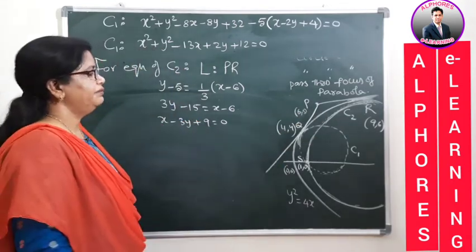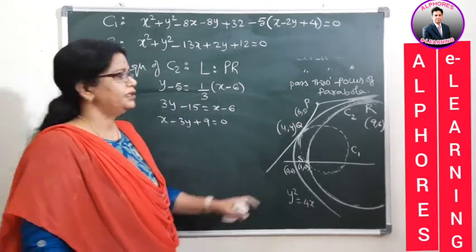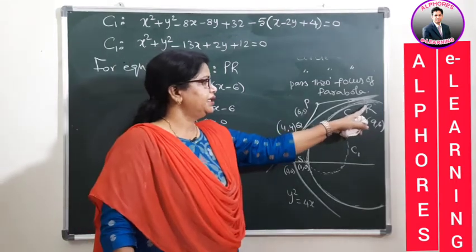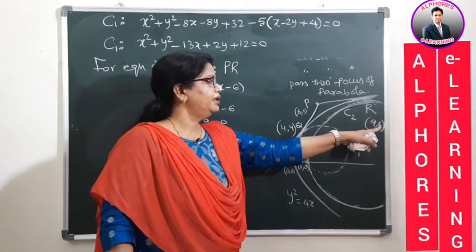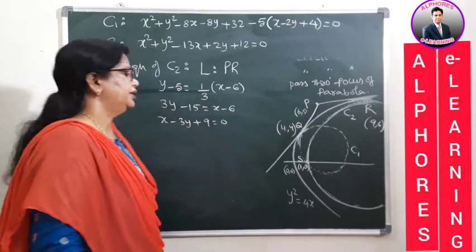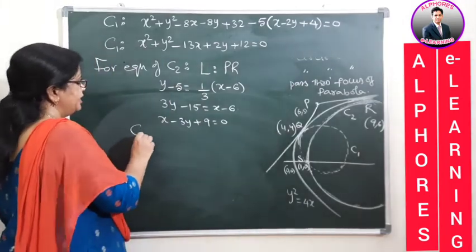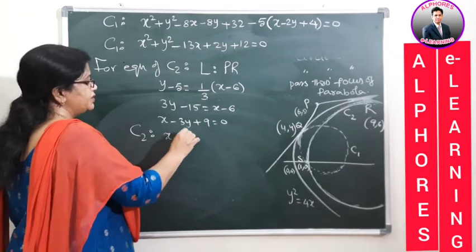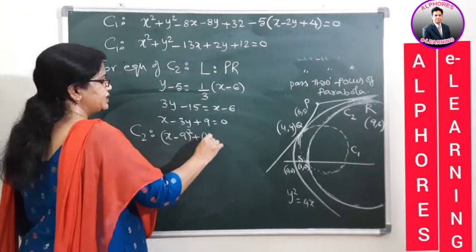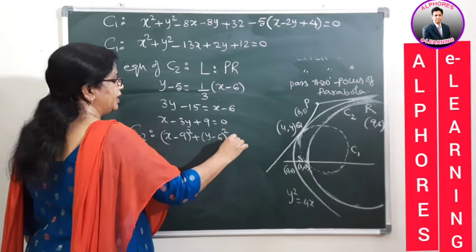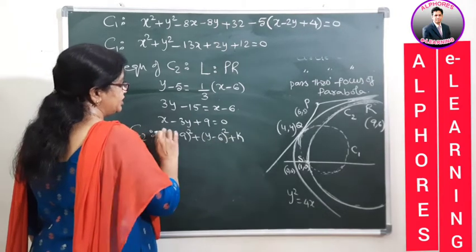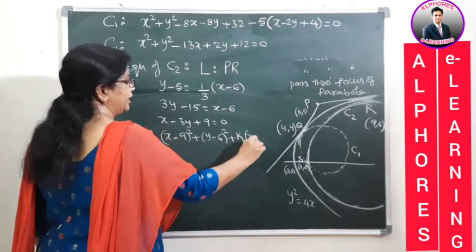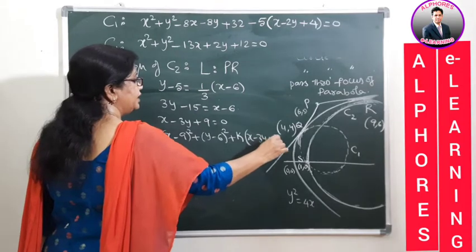And next what do we want to find here? The equation of circle C2. Now this circle C2 is touching the point 9 comma 6, right. And therefore we can write for C2 again (x minus 9) whole square plus (y minus 6) whole square, plus lambda times, or k times, this line we are writing, x minus 3y plus 9 is 0.